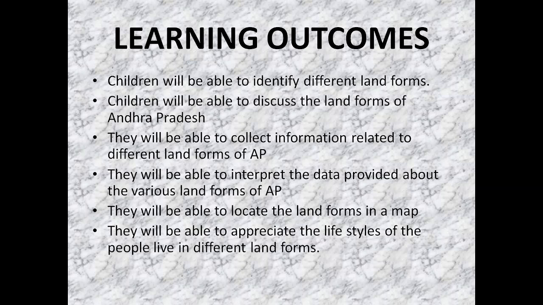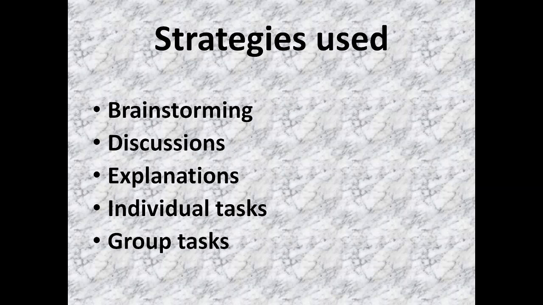So these are the learning outcomes. Children will be able to identify different landforms by looking at a picture. Children will be able to discuss the landforms of Andhra Pradesh, and they will collect information related to different landforms of AP. They will interpret the data provided about the various landforms of Andhra Pradesh, and they will be able to locate the landforms in a map. They will be able to appreciate the lifestyles of the people who live in different landforms. So the strategies used are brainstorming, discussions, explanations, individual as well as group tasks.